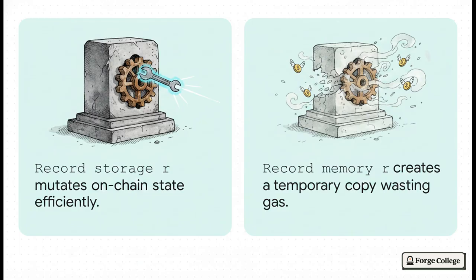But over on the right, we have record memory R. Here, you spend precious gas copying the entire struct into memory, and any changes you make just evaporate into thin air the moment the function call ends. It's a total waste of gas and logic. So the absolute crucial point to remember here is this: storage is load-bearing. Always, always use it for updates.